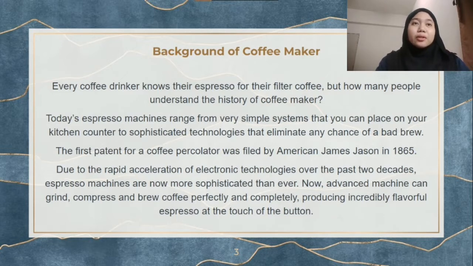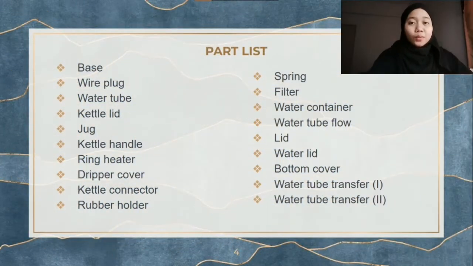The first patent for a coffee percolator was filed by American James Jason in 1865. Due to the rapid acceleration of electronic technologies over the past 2 decades, espresso machines are now more sophisticated than ever. Now, advanced machines can grind, compress, and brew coffee perfectly and completely, producing incredibly flavorful espresso at the touch of a button. Now, there are 19 parts in our product.